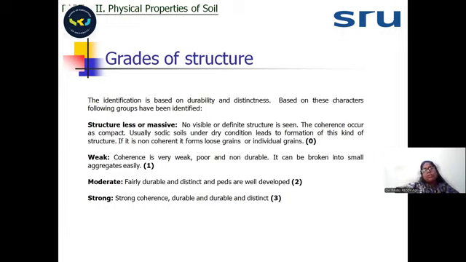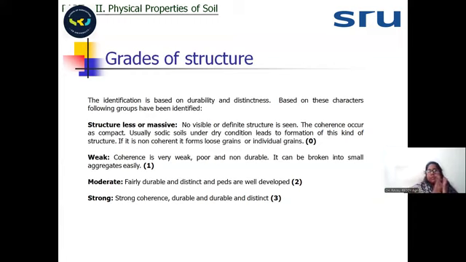Then coming to the weak structure. Weak structure means the coherence or the strength is very weak, poor, and non-durable. It can be broken into small pieces very easily. Then the second one is moderate. Moderate means fairly durable peds, and they are distinct and somewhat well developed. Whereas strong structure means strong coherence will be there, and they are durable and distinct also. That means they are very strong in nature. They cannot be broken very easily.